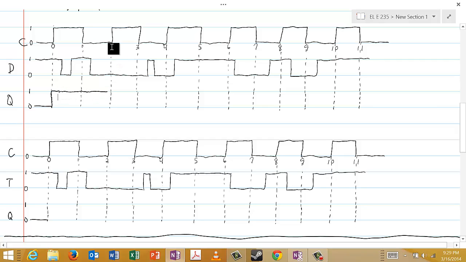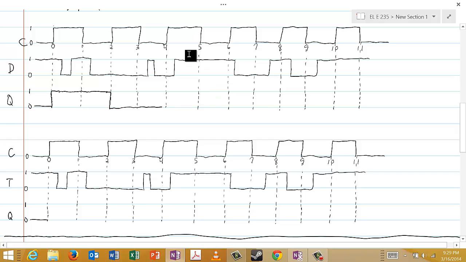Now, once we get to this next positive edge at 2, we look at the D signal, and this time it's equal to 0. And we know that when D is equal to 0 at the triggering event, then the next value of Q will be 0. So now we need to go back down to 0. And now we'll go ahead and extend that to just before the next positive edge, which is at 4.